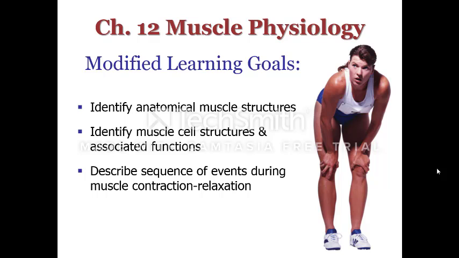So our modified learning goals are going to be to identify anatomical muscle structures, identify muscle cell structures and associated function during contraction, and then describe the sequence of events during muscle contraction, including relaxation, where the cycle could start over again.